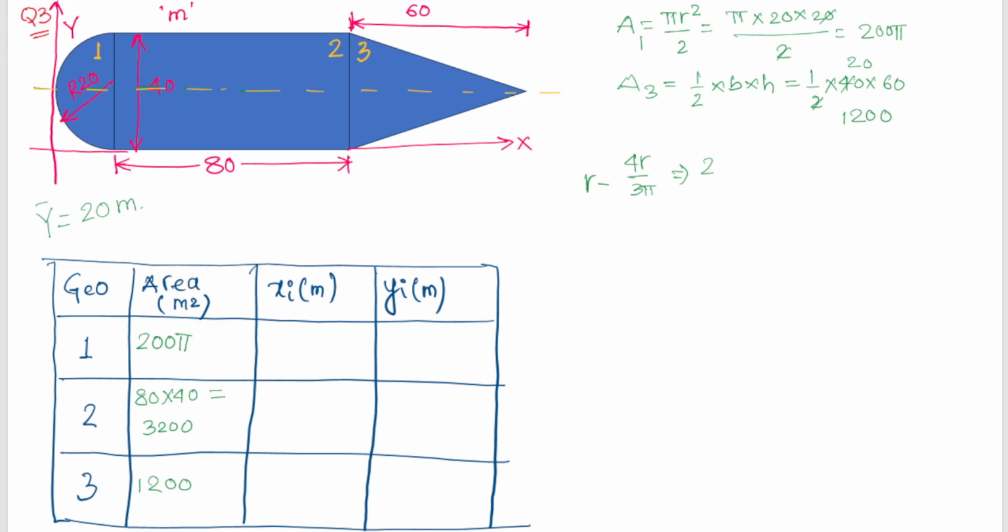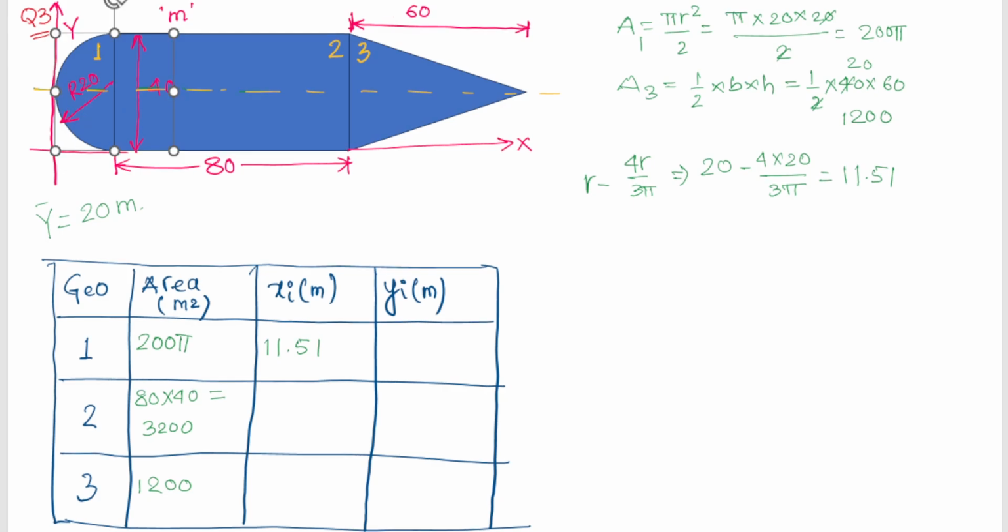The radius is 20, so 20 minus 4 into 20 by 3 pi, and this value comes out to be 20 minus 80 divided by 3 pi, which is 11.51 meters. Let's fill the value, 11.51 meters. Then x2 means, what is the direction? X2 will be as follows.